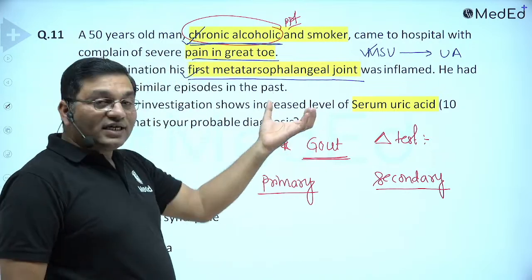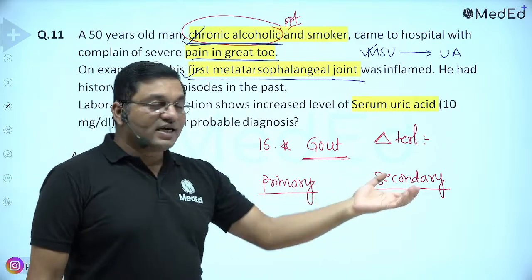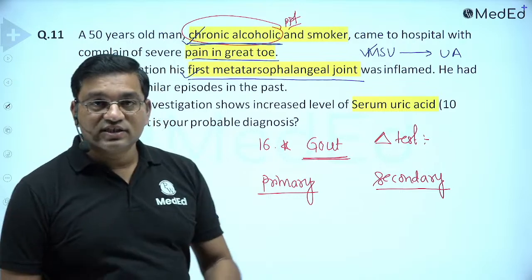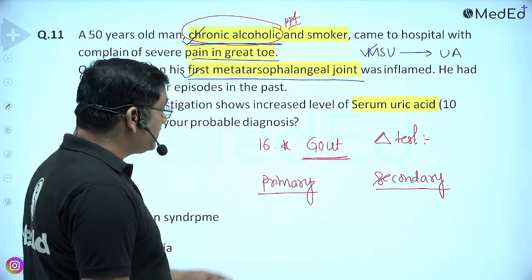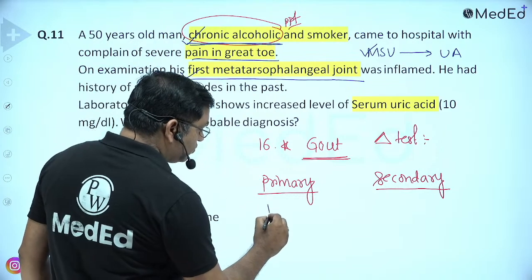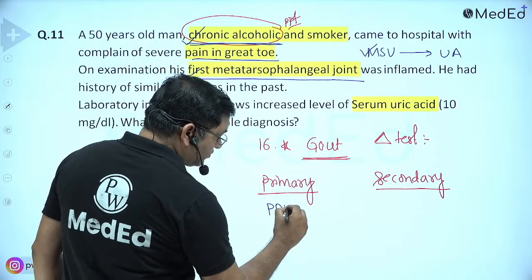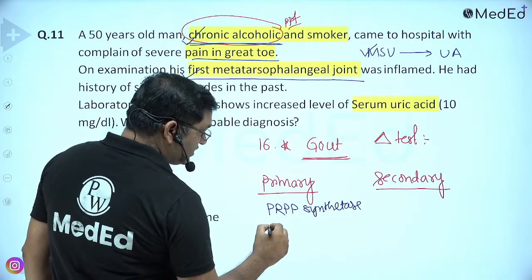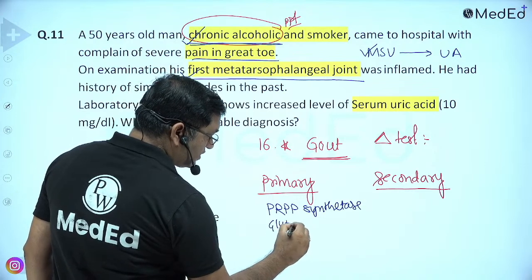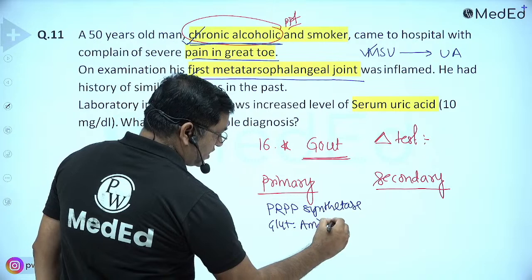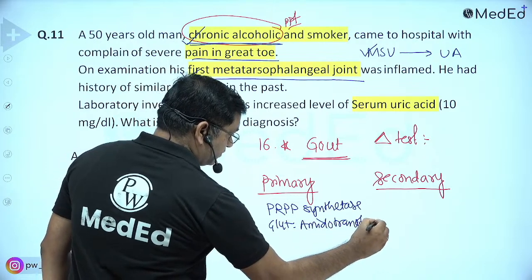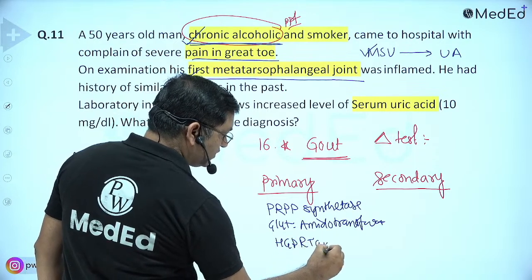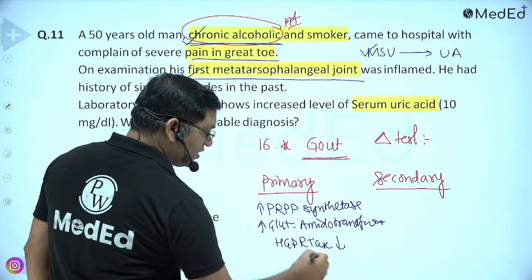So in gout, there is increased uric acid level. There are primary and secondary causes of gout. When it is related to de novo synthesis of purine nucleotide, these are the primary causes, which include increased activity of PRPP synthetase, increased activity of glutamyl amidotransferase, then Lesch-Nyhan syndrome, that is HGPRTase defect.